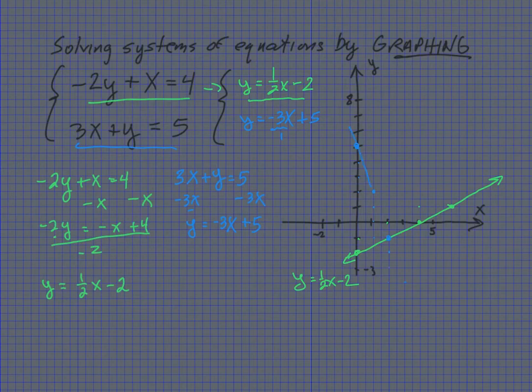So as I graph that, I have y equals negative 3x plus 5. So my intersection point has come out to be, it looks like, right here, 2, negative 1. So my solution for this system is (2, negative 1).